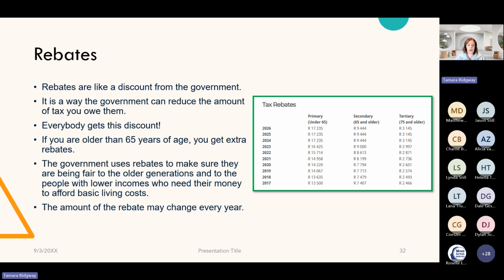Rebates are like a discount from the government. It is a way the government can reduce the amount of tax you owe them.